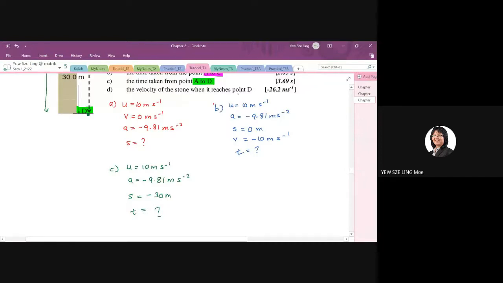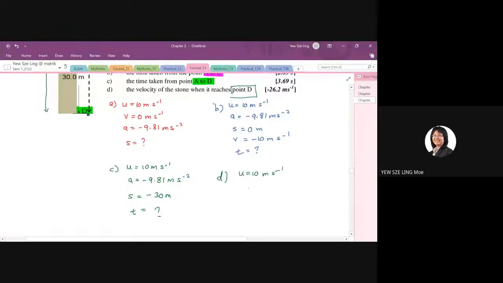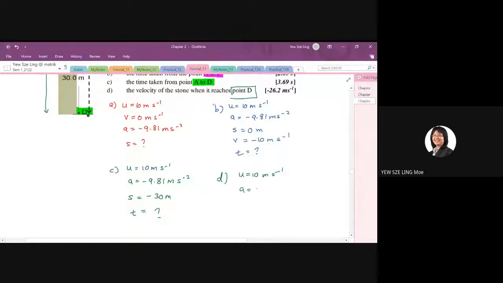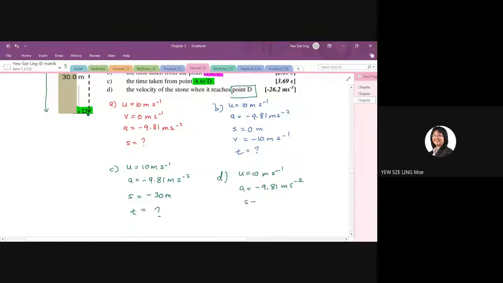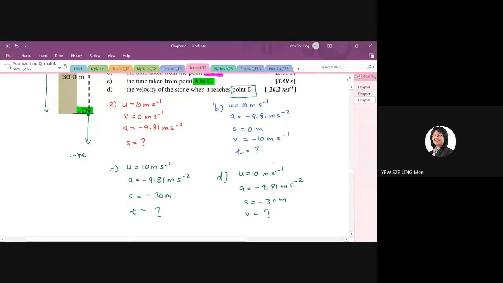For question D, you also want to find the information at point D. So basically you can use the same set of information, where U equals 10 m/s and a equals negative 9.81 m/s², S equals negative 30 meter, and then what is the V? Remember, V should be negative because at point D the object is still going down. So negative V. Okay, so that's it.